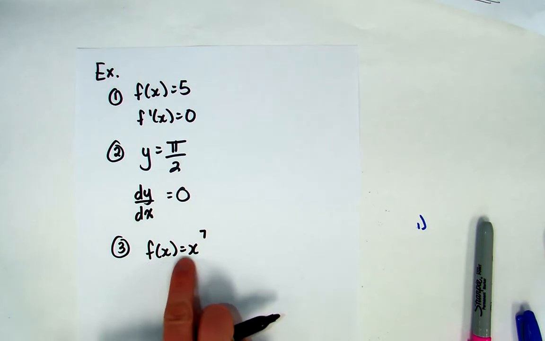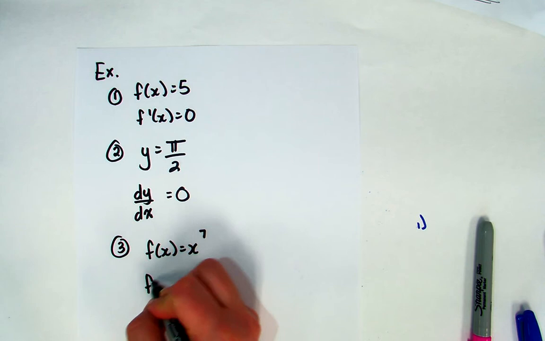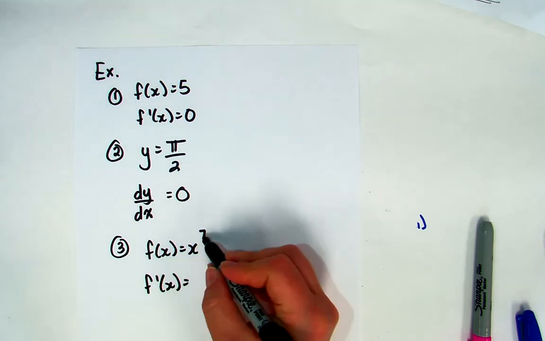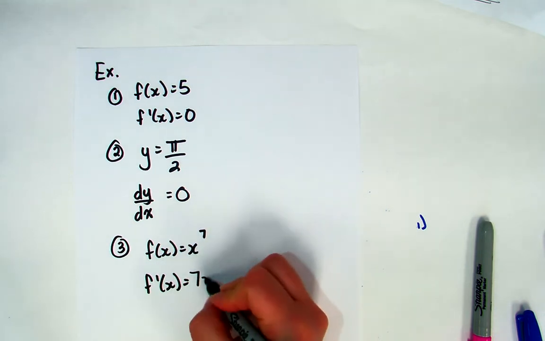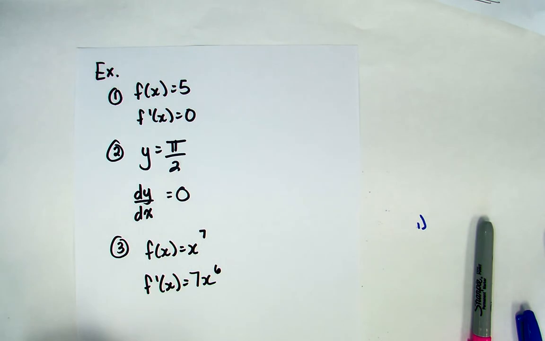Example number 3, f at x equals x to the 7. This is going to be my power rule. The power rule says the exponent comes down in front and multiplies, and then you drop your exponent by 1. So 7x to the 6.